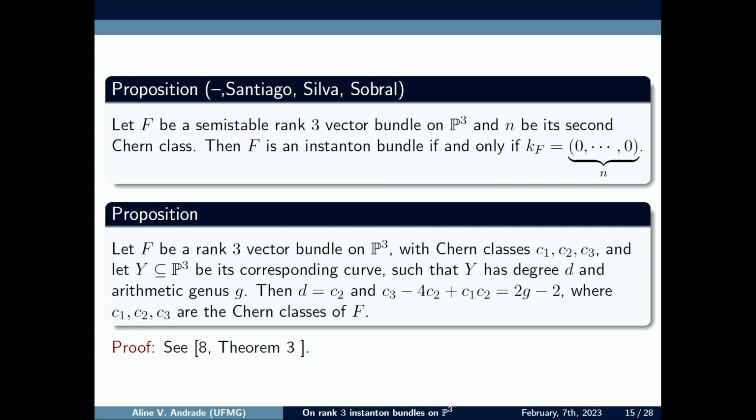So you have a little bit of control in how we're going to understand these bundles with the spectrum, okay? And also, just because we're going to use this later, if I have a rank 3 vector bundle on P3 with Chern classes c1, c2, c3, and Y is its corresponding curve by the Hartshorne correspondence, then the degree and the arithmetic genus of the curve are related with the Chern classes of our vector bundle. So the invariants of the curve and the invariants of the vector bundle are related, okay? This result is due to Vogelaar, but we also have a different proof in our paper, so I put it here just to remember, okay? So these are just a few tools that we're going to use in a few minutes.